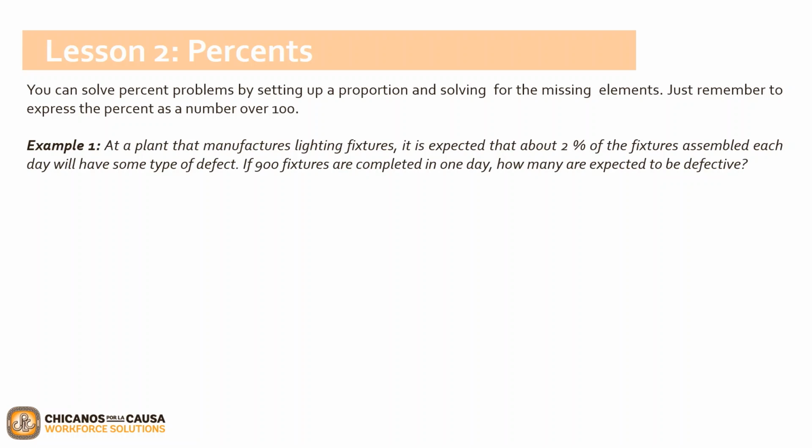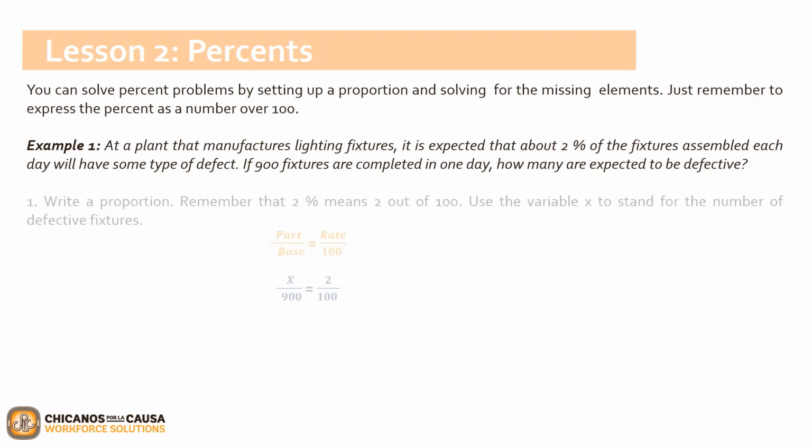In order to solve and answer this question, we would first write a proportion. Remember that 2% means 2 out of 100. Use the variable x to stand for the number of defective fixtures. So we have here written x, which is the variable to stand for the number of defective fixtures, over 900 equals 2 over 100.